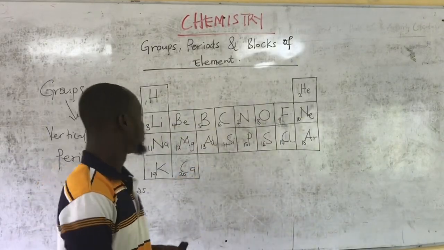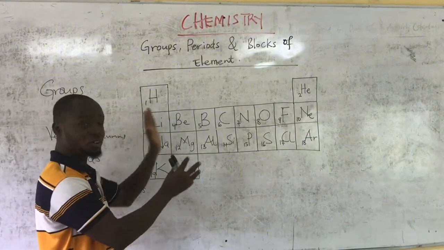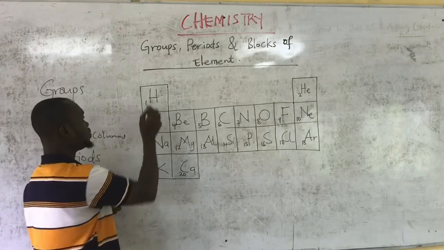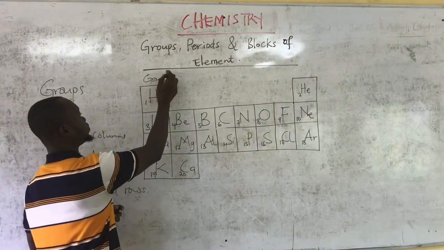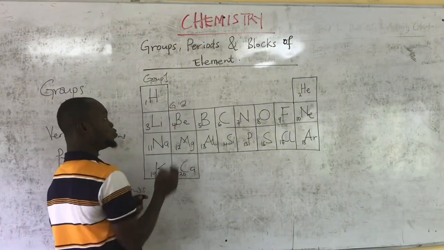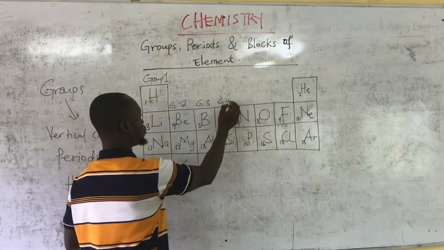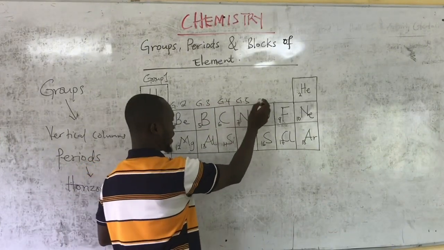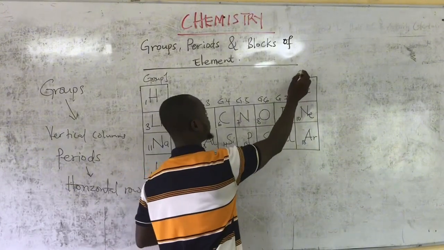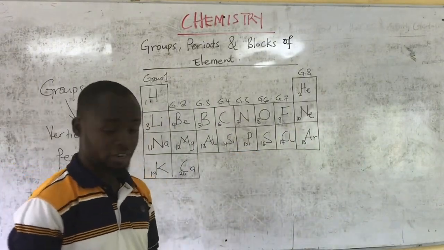Starting from the left side as I face the board, the first vertical column we can name group 1. So this becomes group 1. The next vertical column becomes group 2, or G2. The next one becomes group 3. This becomes group 4, this group 5, group 6, group 7, and then group 8. Is that okay?